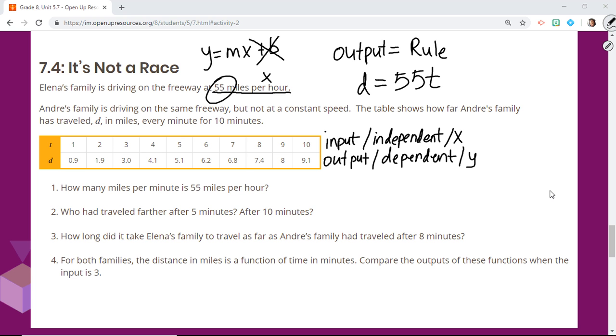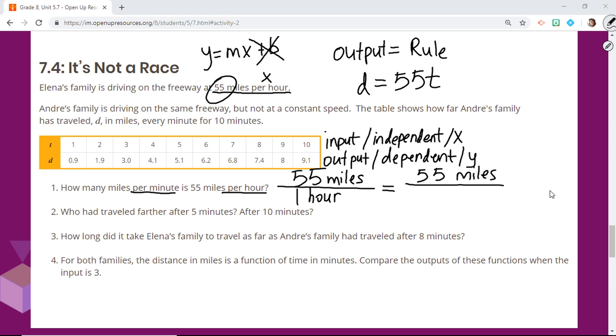So number one asks, how many miles per minute is 55 miles per hour? So we need to change miles per hour into miles per minute. So we're going from per hour to per minute. We have 55 miles, and remember the per is basically a fraction bar or division, per 1 hour. We need to change that to minutes. We're going to keep our 55 miles. That's not going to change.